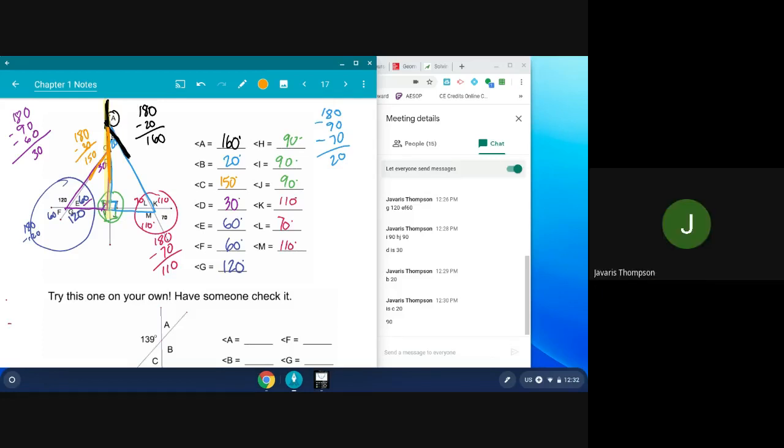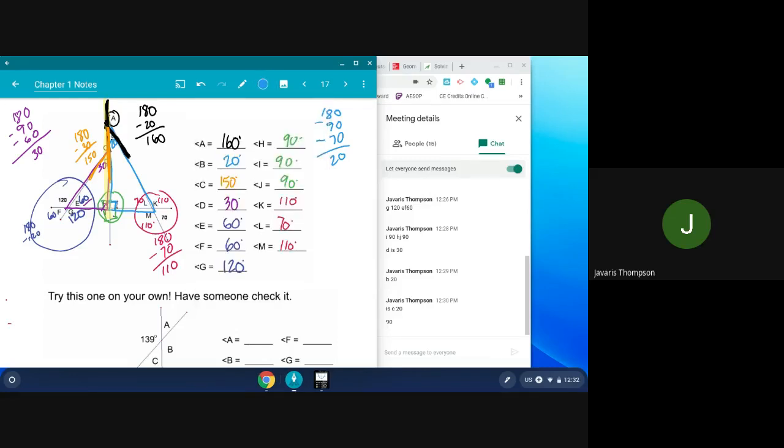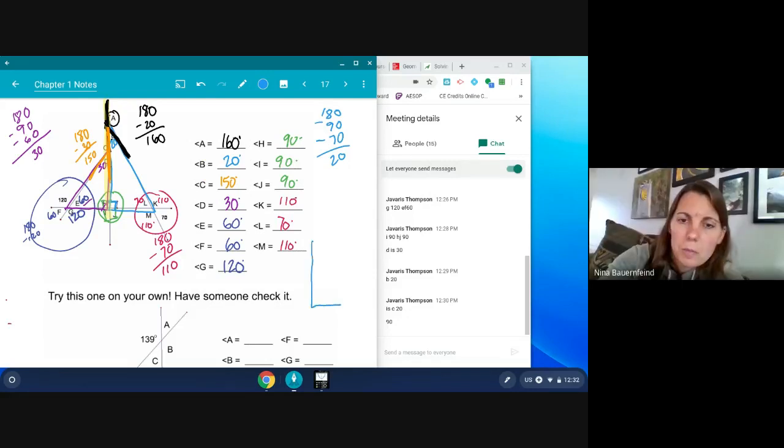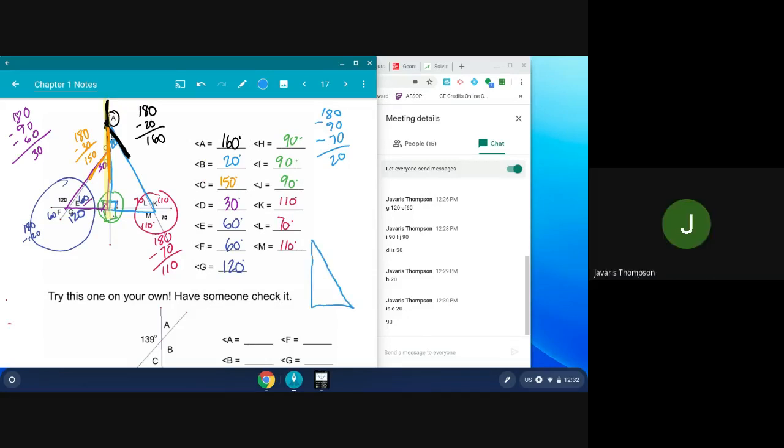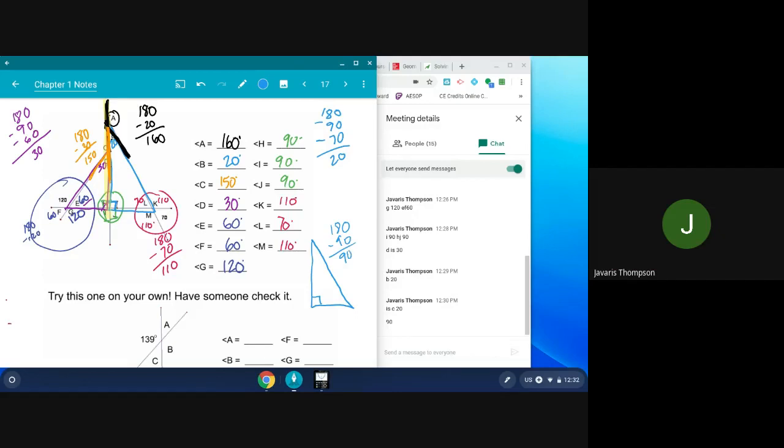I did 90 plus 70, and then whatever is left goes to B. So I did 90 minus 180, and then I got 90. Yep. And then I did 70 minus 90. Then I got 20.